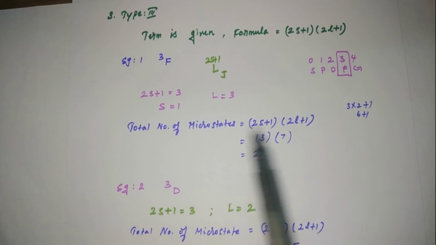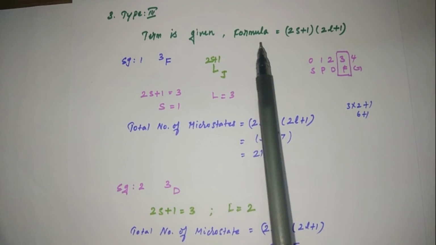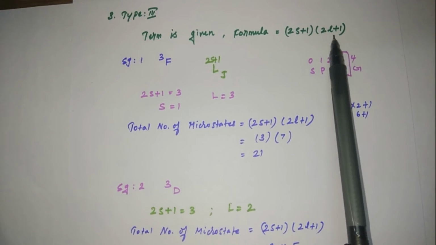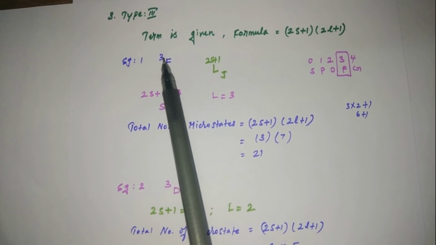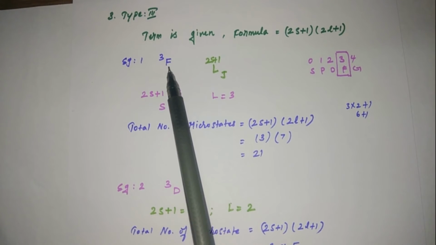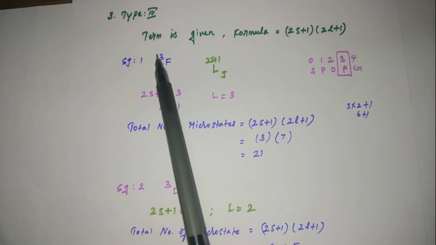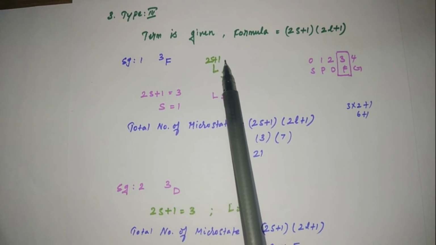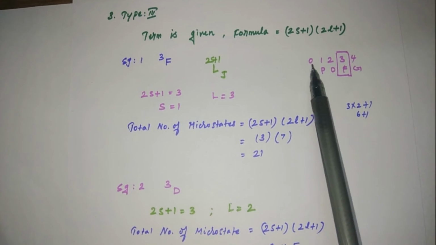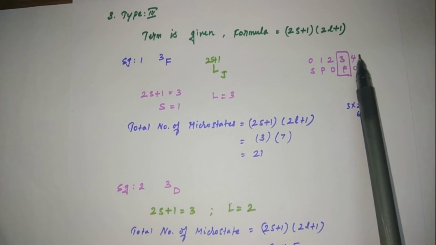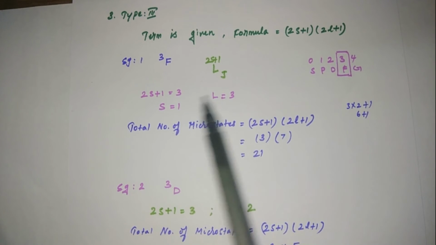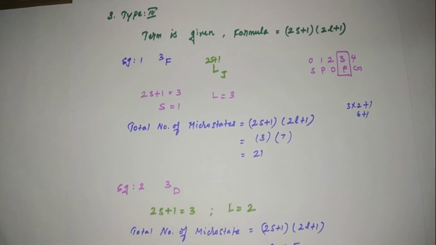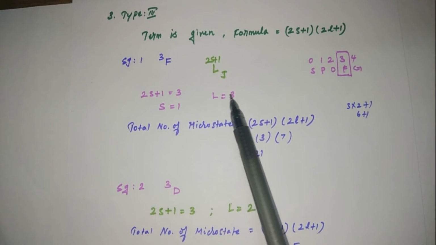Next, type 3. If the term is given, the formula is (2S plus 1) into (2L plus 1). For example, the term 3F. 3 is the spin multiplicity value, that is 2S plus 1 is equal to 3. For the values of L 0, 1, 2, 3, 4, the terms are given as S, P, D, F, G. For the given term F, the value of L is 3. So the value of L is equal to 3.